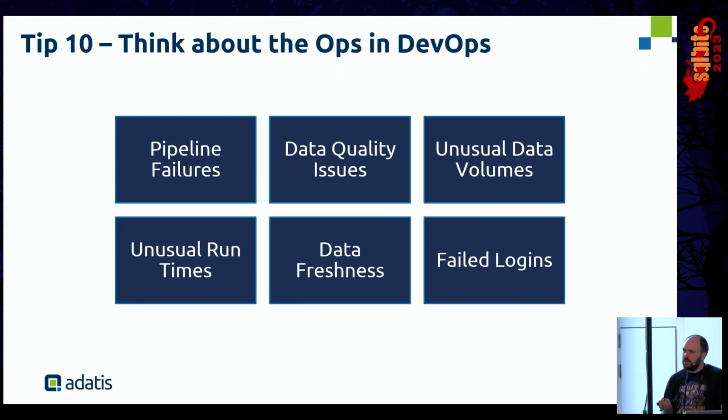So some of the essential areas that we should monitor are things like pipeline failures, but also data quality issues, and then things like unusual data volumes or unusual runtimes, as well as things like data freshness, so making sure we're getting fresh data through from our source systems, and then things like security, so making sure we're monitoring failed logins and other security alerts that might cause a problem with the platform.